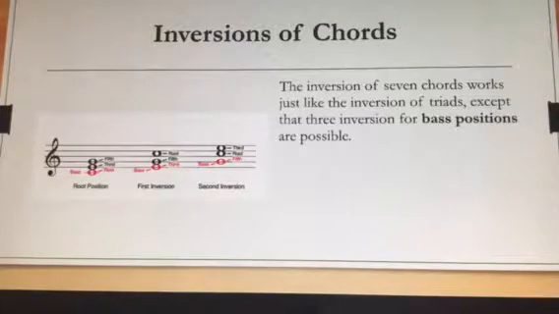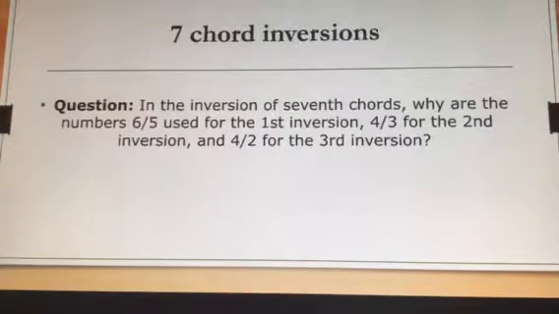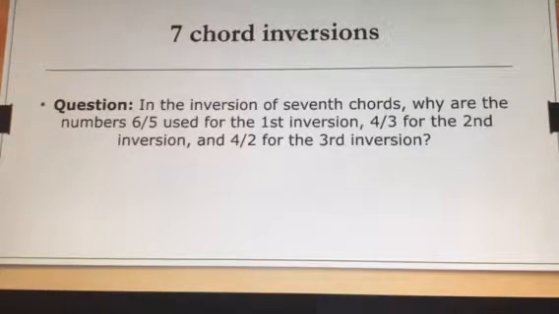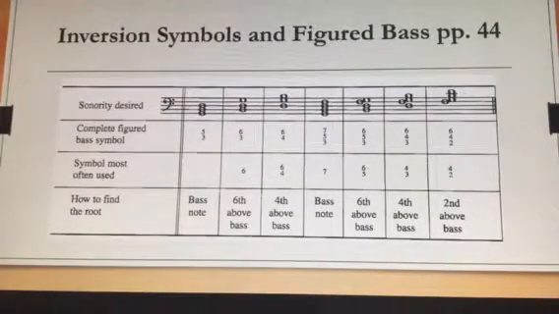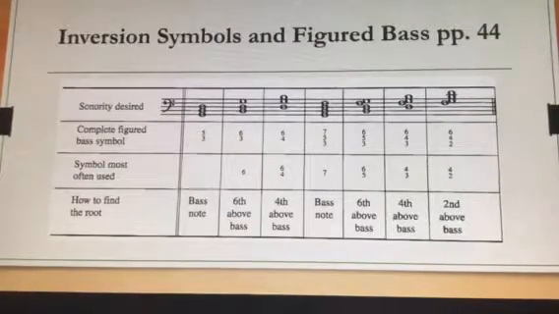In seventh chords, the inversion works just like the inversion of triads, except that three inversions for bass positions are possible. In the inversion of seventh chords, why are there these numbers: 6-5 for the first inversion, 4-3 for the second inversion, and 4-2 for the third inversion? And the answer is, voila! This great chart that you're going to find on page 44 in your textbook. Guys, I promise you, if you follow this chart, you're going to make it.